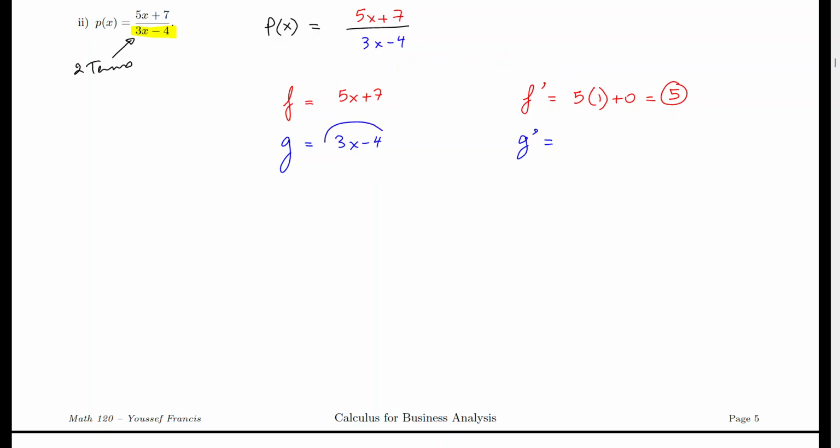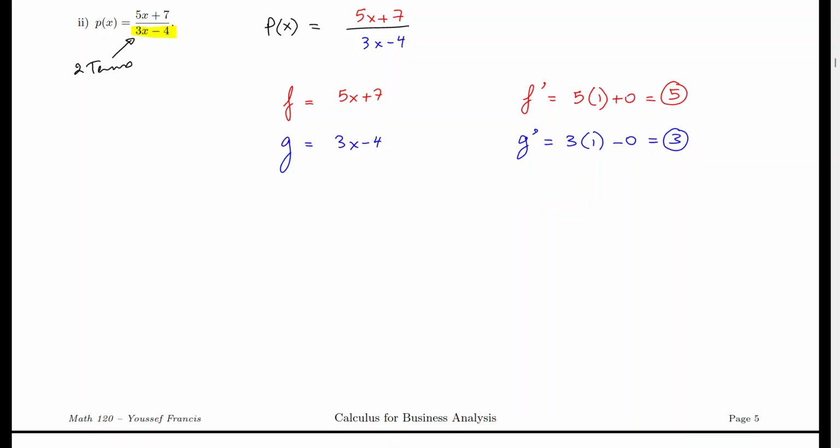Okay, same thing again with the 3x minus 4. What's the derivative of 3x minus 4? That's going to be 3 times 1 minus 0. The derivative of 4 is just basically 0. And that's the same thing as 3. So 3 is what I care about for the rest of the problem.